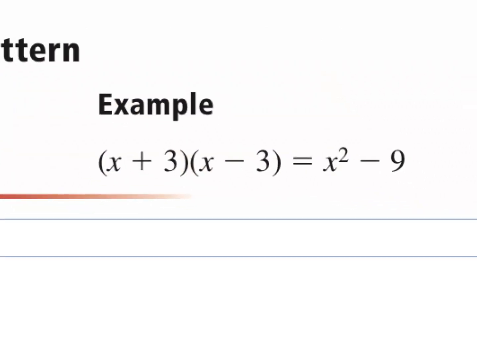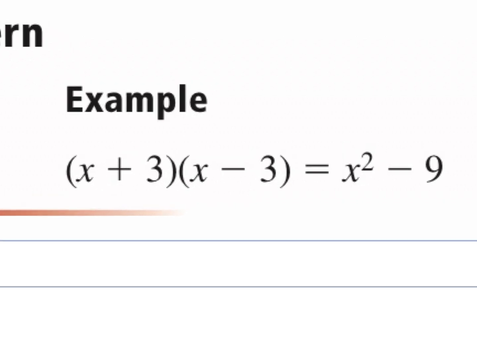Let's see it here. So we had X plus 3 and X minus 3, right? Your A value is X, your B value is 3. Square both of them, X squared and 9, and you just subtract them. Now, let's do this same problem, but let's FOIL so you guys can see those middle terms canceling out.